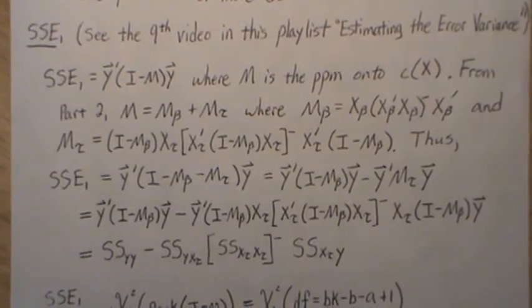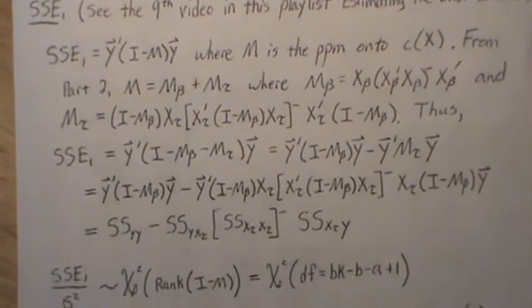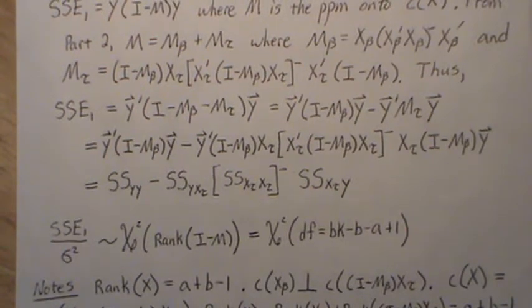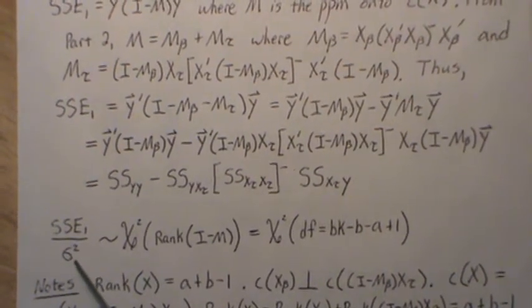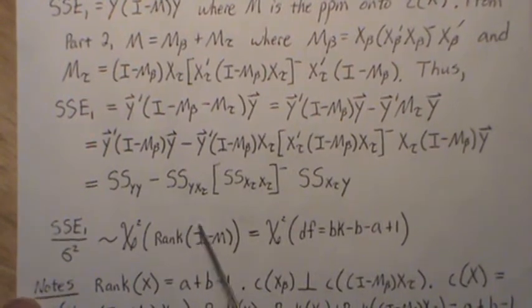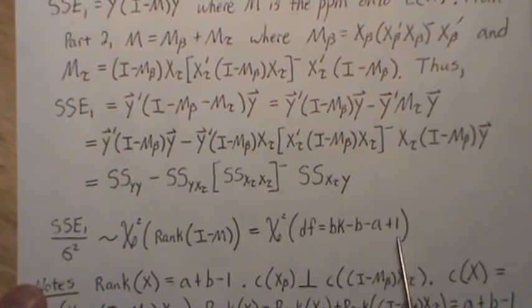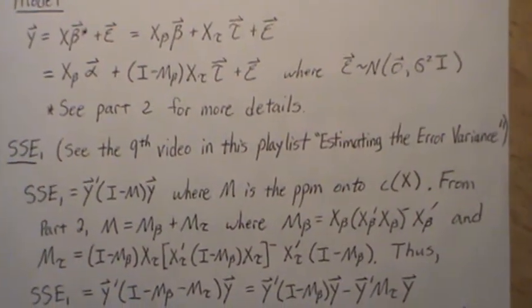And it's actually so cool. I can't wait to show you the R program that deals with all of this. I have a video called Distribution of Quadratic Forms. I think it's either in the matrix playlist or the quadratic forms playlist. And the sum of squared error divided by sigma squared is a central chi-squared with rank I minus m. And since this is a perpendicular projection, it's actually the trace, in which the degrees of freedom is bk minus b minus a plus 1. And also we derived this in this video here, Estimating the Error Variance.